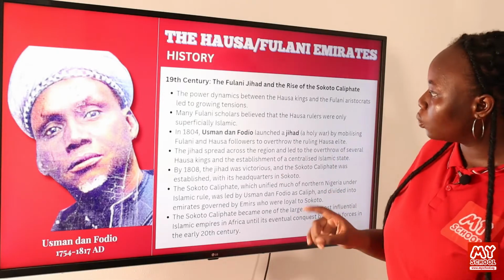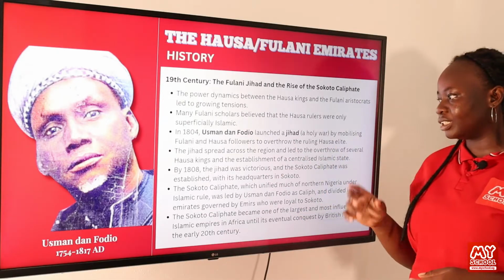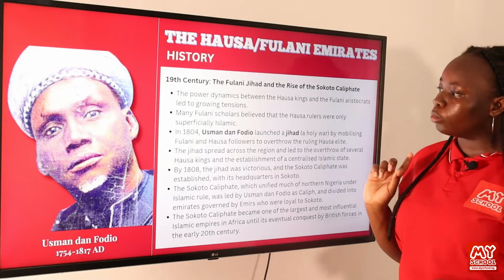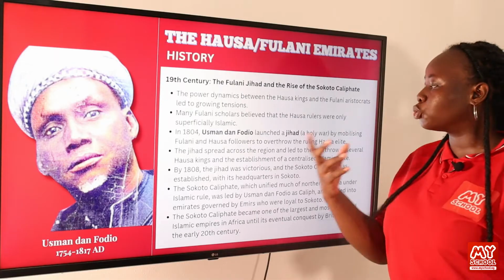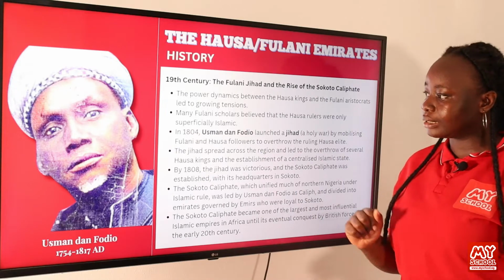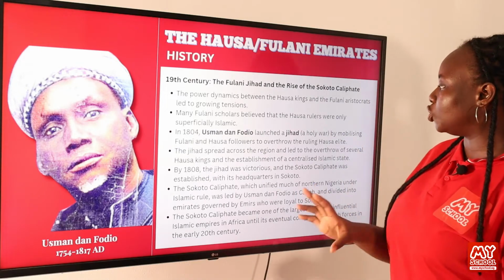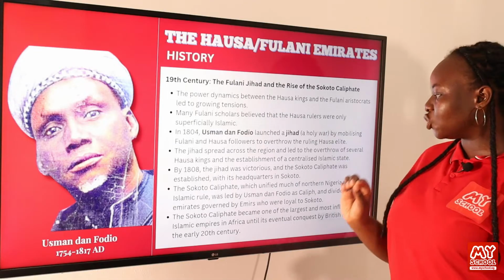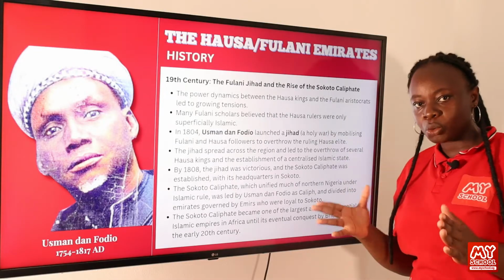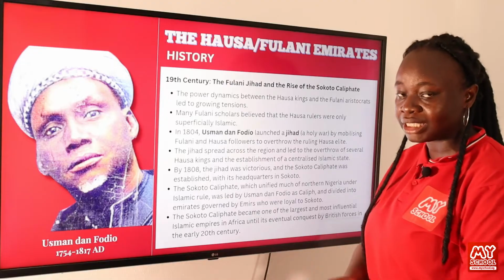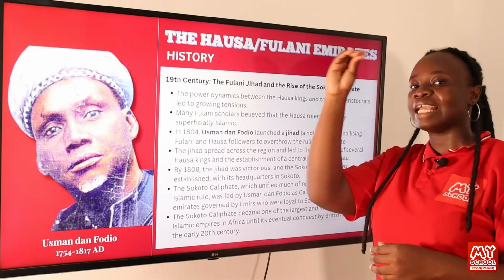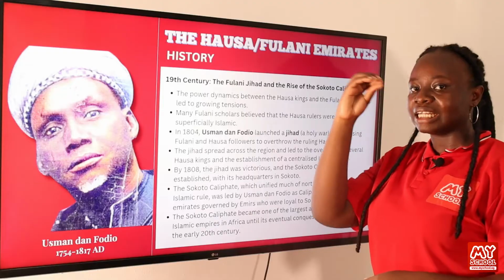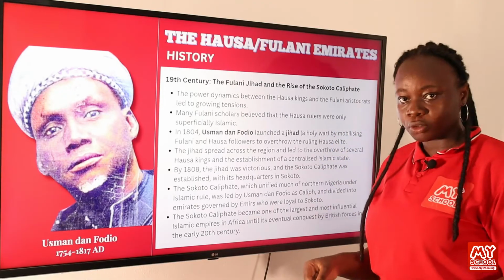In 1804, Usman Danfodio launched a jihad, or a holy war, by mobilizing Fulani and Hausa followers to overthrow the ruling Hausa elites. The jihad spread across the region and led to the overthrow of several Hausa kings and the establishment of a centralized Islamic state. So when we're talking about a centralized Islamic state, we have a central power at the head, at the helm of affairs. They are the top of the hierarchy of authority.